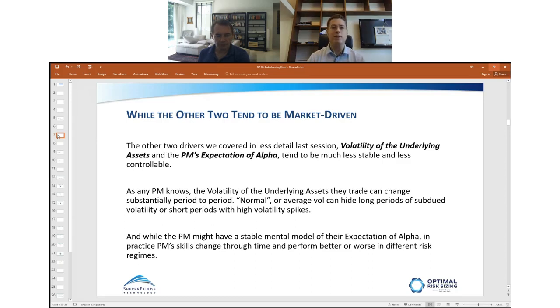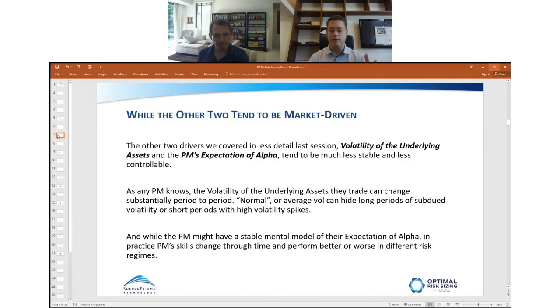Similarly, with expectation of alpha, you might have a long track record that gives you an idea that you trade at a particular Sharpe or have a particular hit rate. But there are periods of time where your style works better and periods where it works worse. That's something a PM is more subject to the macro regime, to the market environment, rather than to changes you make as a PM.